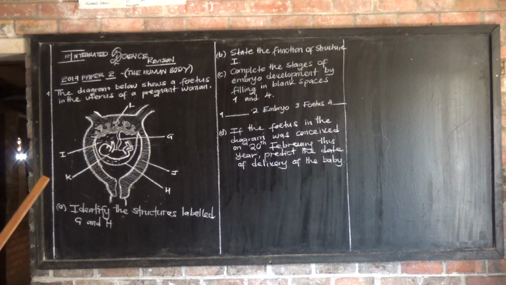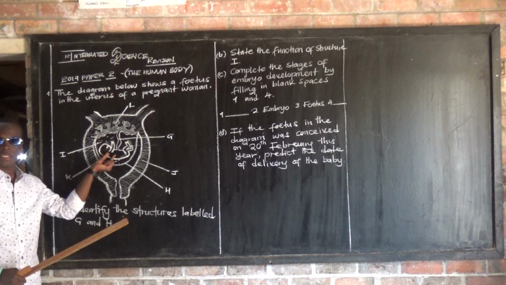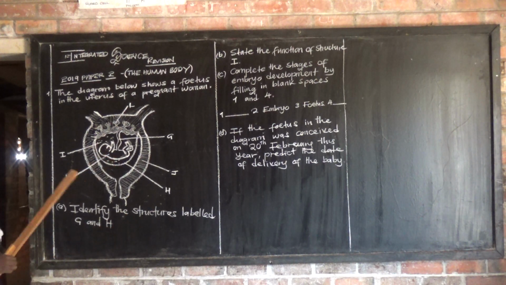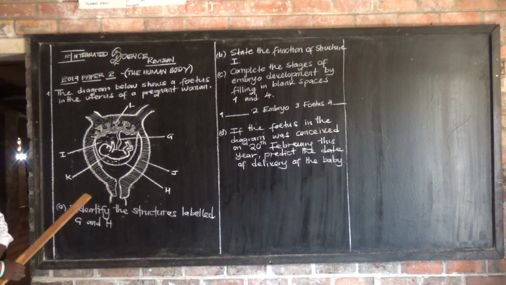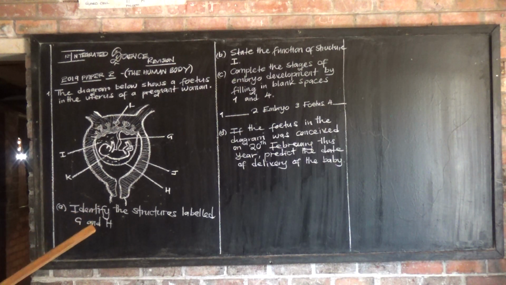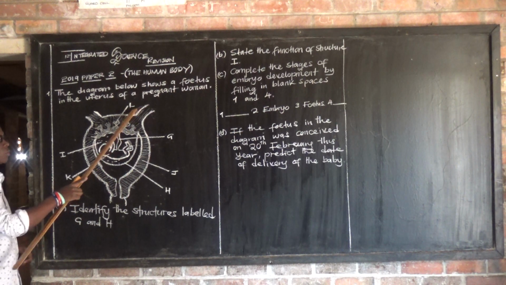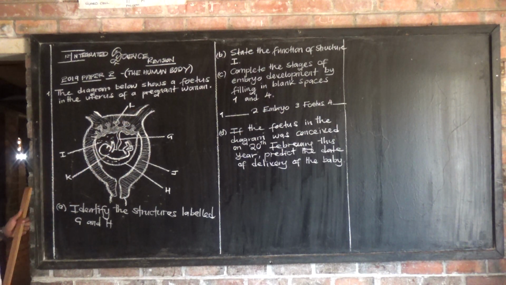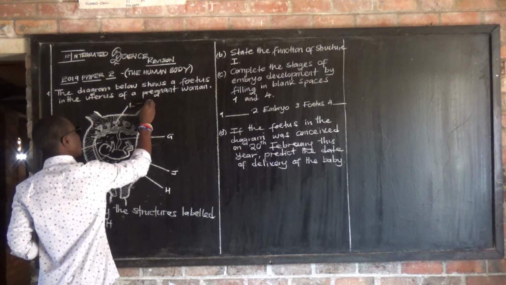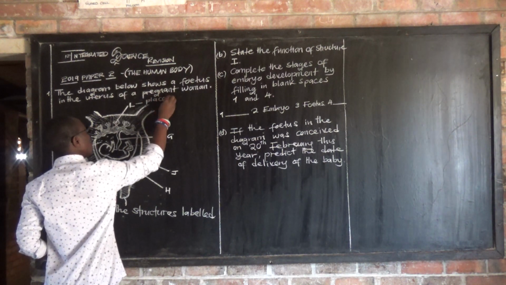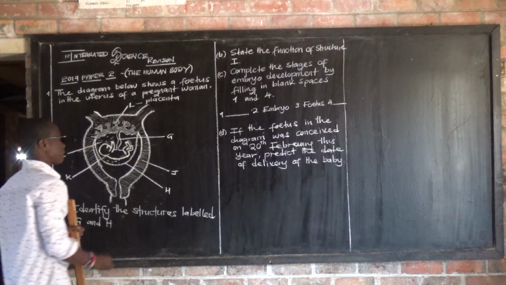So this diagram is showing a fetus, in the uterus of a pregnant woman. The diagram has been labeled with these parts. We have L. Now we need to know what L is. Part L is our placenta.